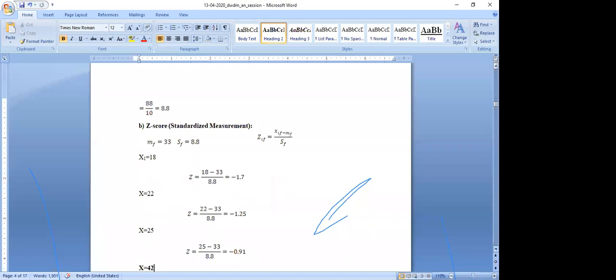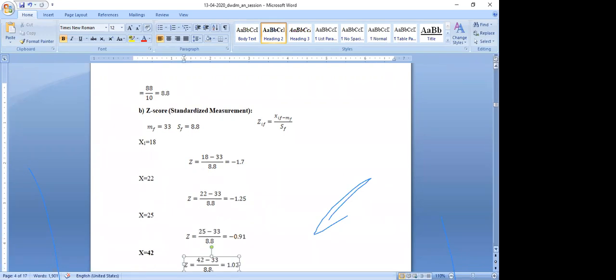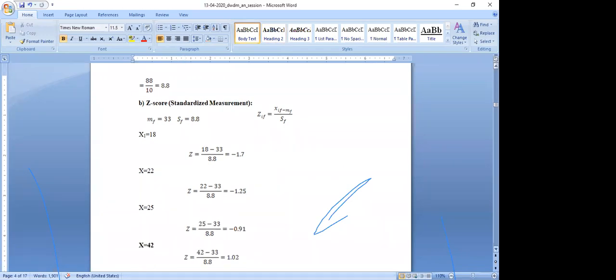For the first variable x, what is the formula for the z-score? It is (x minus mu) divided by the standard deviation. For the first value 18: 18 minus the mean value 33, divided by the standard deviation 8.8. After calculation, we get the value 1.2. In the same way, we have to calculate for 22, 25 and 42, giving different z-score normalization values.